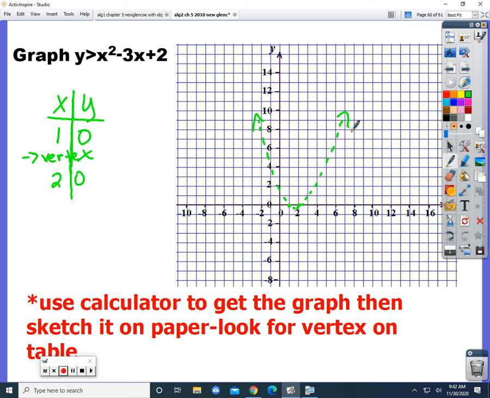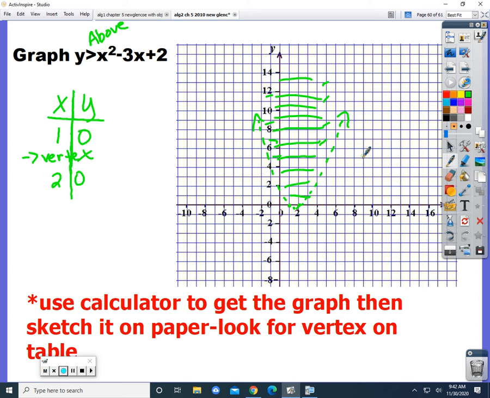And then the next thing is, if it's a greater than, you will shade above the boundary line. Well, the boundary line is this green right here. So if I'm shading above, then it would be everything inside the parabola. If this was less than, I would be shading everything on this outer side that's below the boundary line. And so that's how the graphing of quadratic inequalities is going to work.